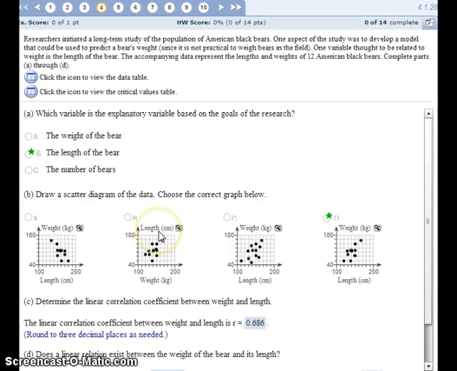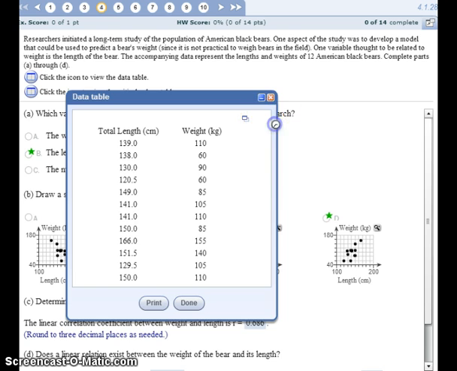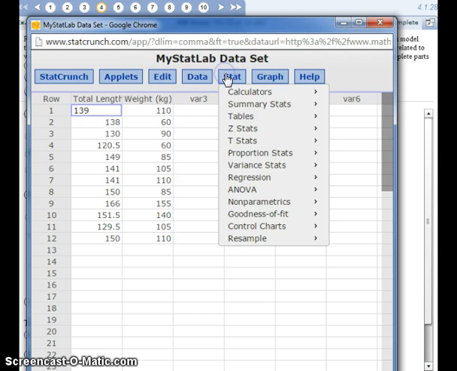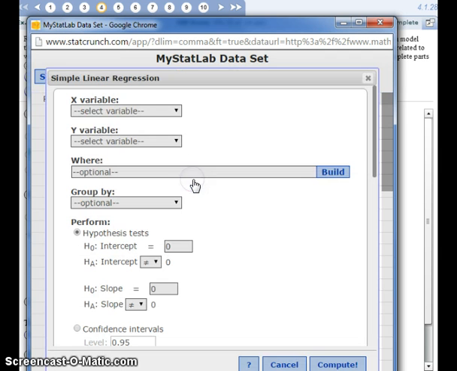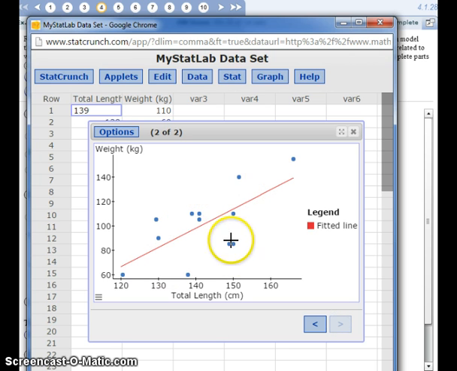And then what's that scatter diagram going to look like? You could graph the data here, and you'd see that it looks like D. We're going to use StatCrunch to do that. So stat, we're doing regression, simple linear, and we want the length to predict the weight. And then hit compute. And when you click next, you get that scatter diagram. And length should be on the bottom, the x-axis, and weight's the y.